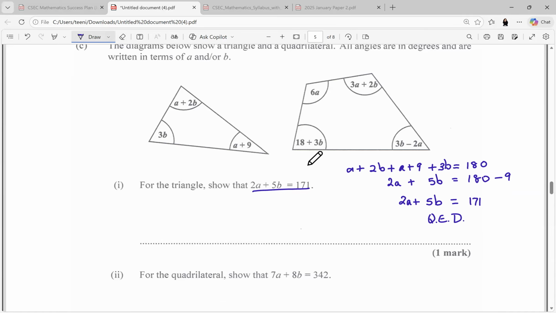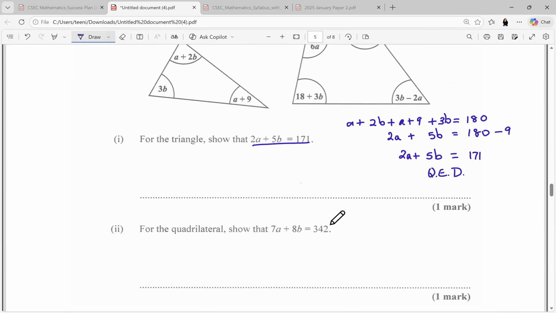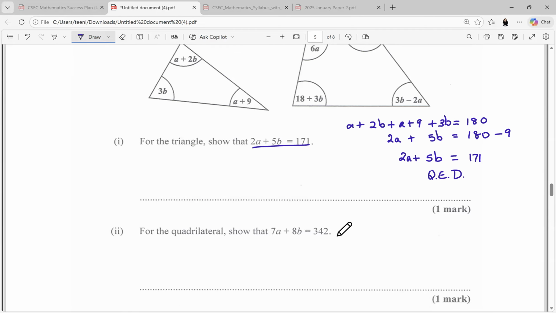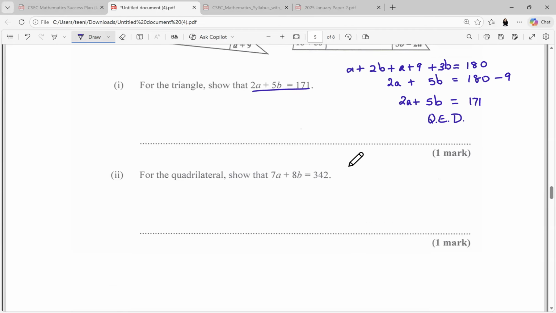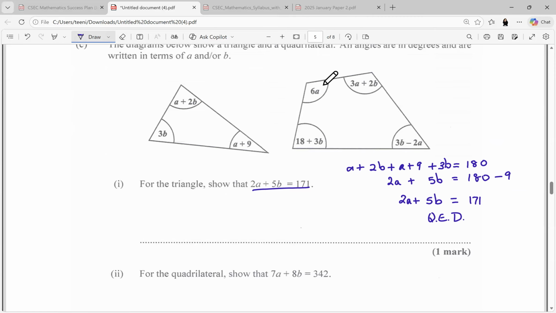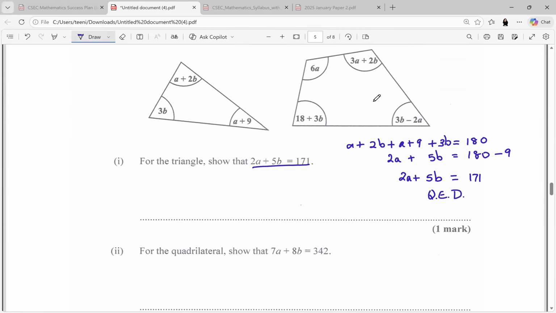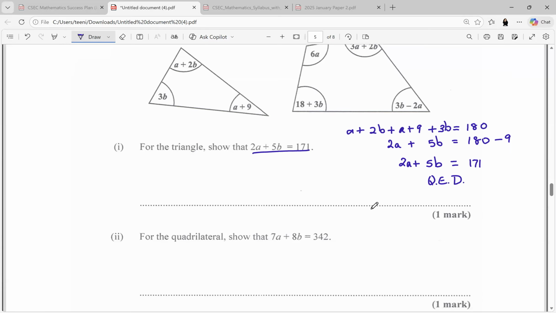All right. The next part, for the quadrilateral, show that 7A plus 8B is 342. What do you know of the angles in a quadrilateral? Anybody? So the angles in a triangle add up to 180. What about the angles in a quadrilateral? What do they add up to be? Anybody know how many degrees you have in a quadrilateral?